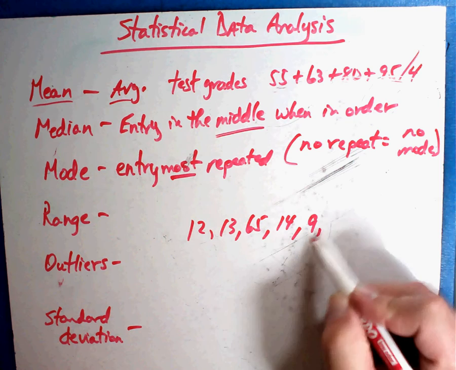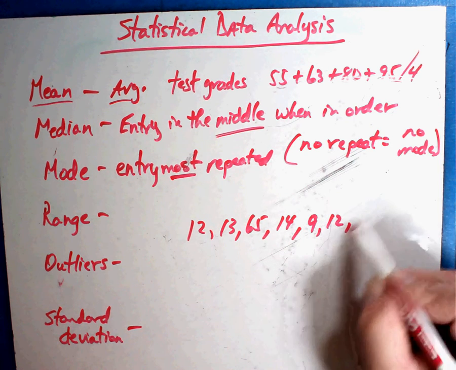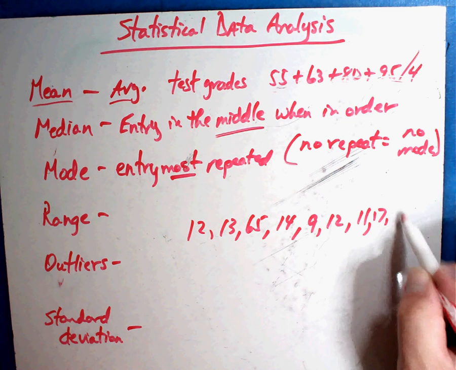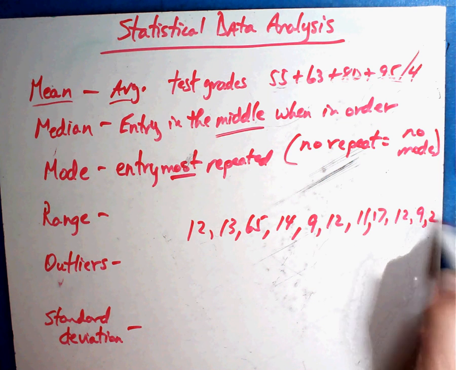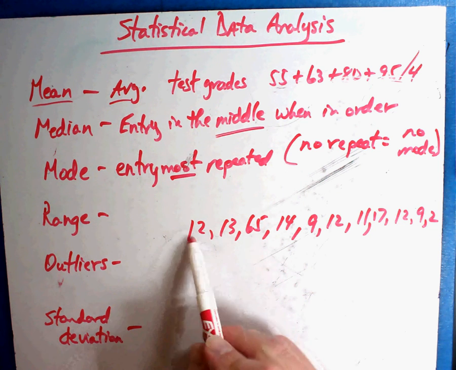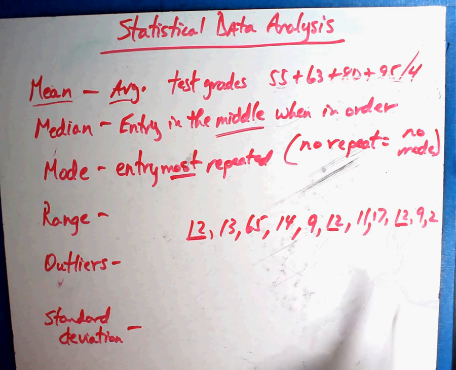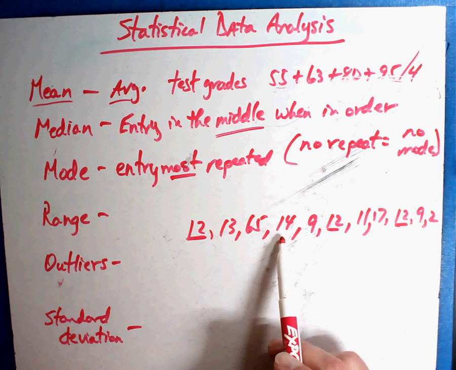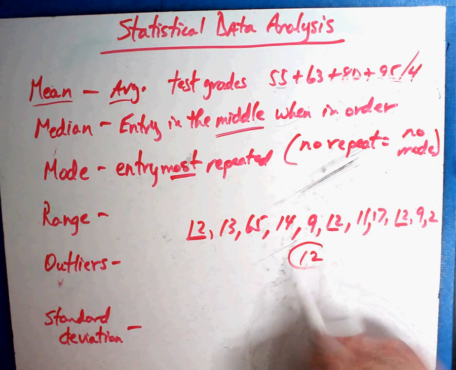If I get ahead of you, just pause the video and catch up to me. 12, 11, 17, 12, 9, 2. So I look through the list, I see a 12, I see a 12, I see a 12, 13, there's not another, 16, 14, nope. My mode would be 12 in this case.